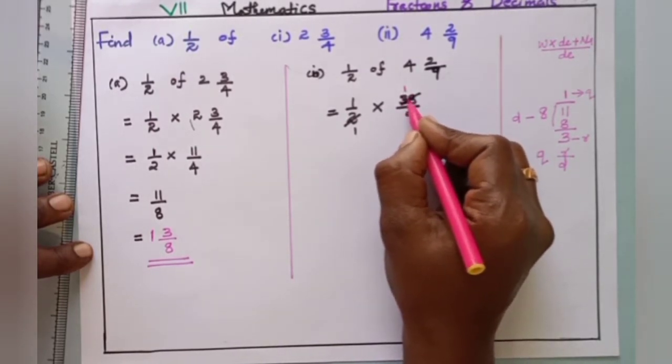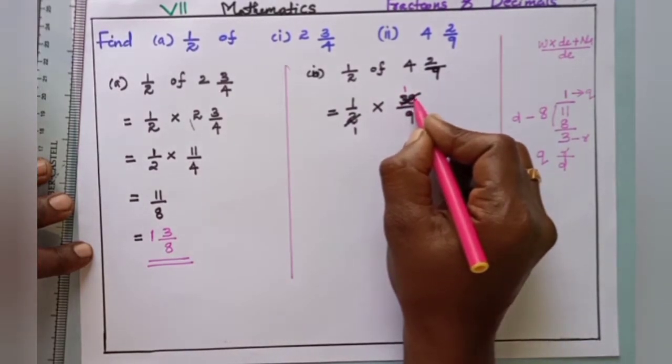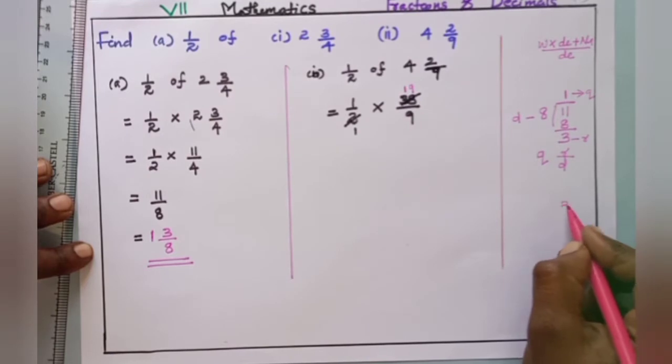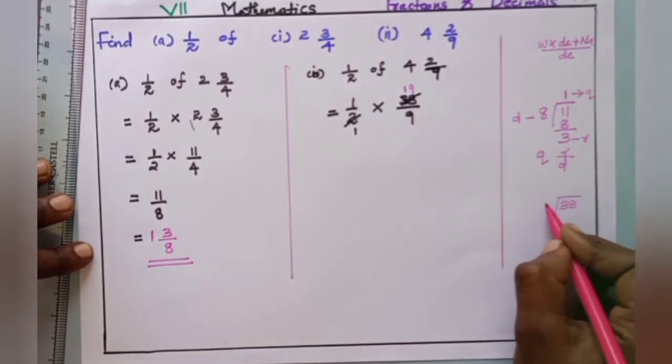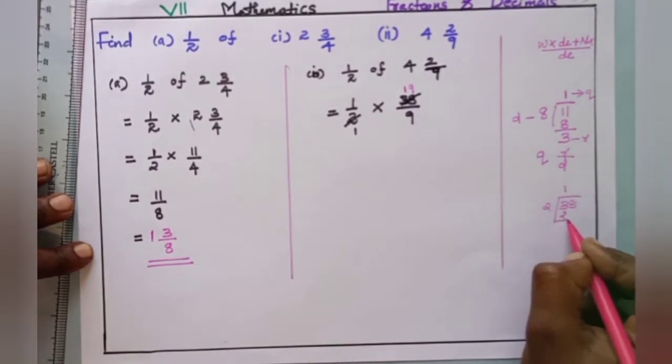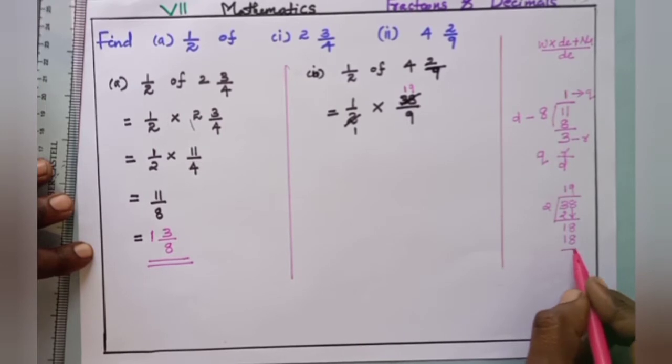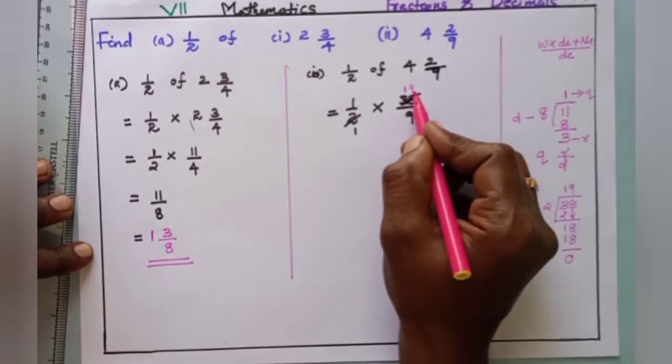Then 1 balance, 18 here. 9 2s are 18. Otherwise, divide 38 by 2: 1 2 is 2, balance 1. Take 8 down, 18. 9 2s are 18. Remainder 0. So 19 here.